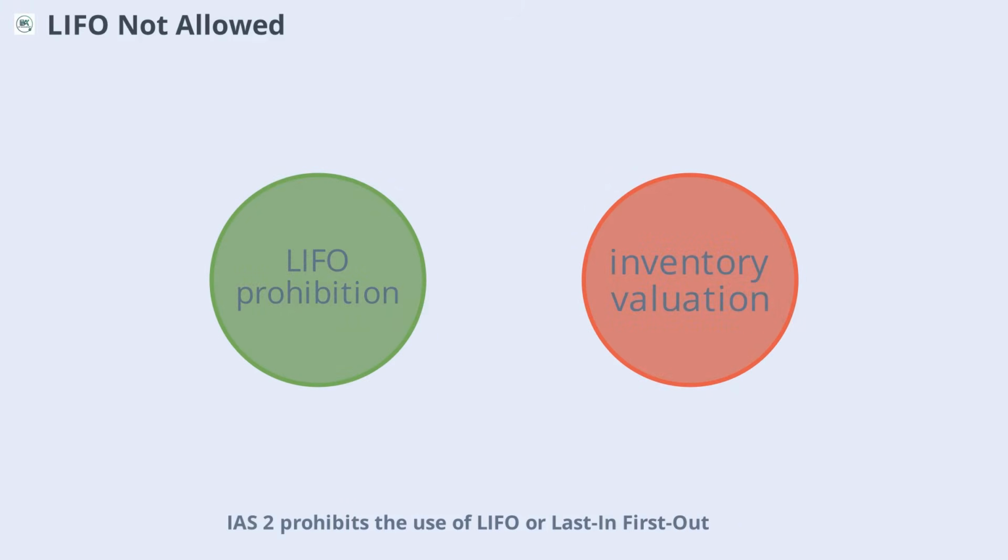IAS 2 prohibits the use of LIFO, or last in, first out. LIFO assumes the newest inventory is sold first, which can distort profit and inventory values, especially during inflation. Because LIFO may not reflect the actual flow of goods or provide reliable information, it's not permitted under IAS 2. This ensures consistency and comparability in financial reporting.